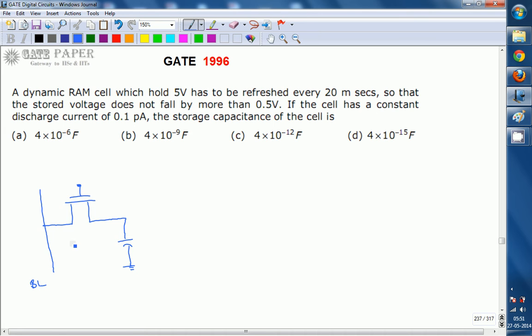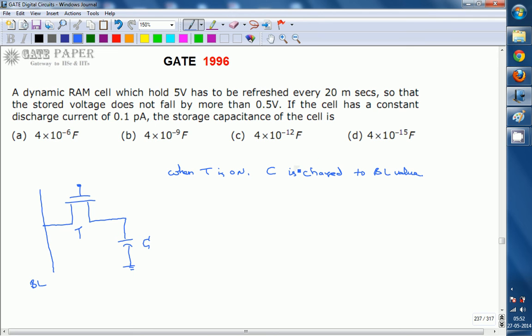The value present on the bit line is stored in the capacitor whenever the transistor is in the on condition. Let us call the transistor T. When T is on, the capacitor C is charged to the BL value. Whatever the value on BL, whether logic 0 or logic 1, the capacitor will be charged to the bit line value.